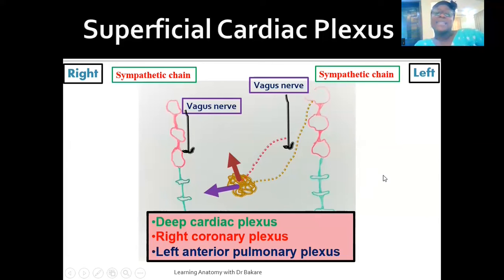Then the last branch it supplies is the left anterior pulmonary plexus, and this is what is highlighted here in blue. So it gives off 3 branches. It gives off a branch to the deep cardiac plexus, which innervates the deep cardiac plexus. Then it gives off the right coronary plexus, which is created on the right side of the heart. Then it gives off another on the left side, which is the left anterior pulmonary plexus. This is a plexus that is also created in the anterior part of the lungs. So that is what the superficial cardiac plexus does.